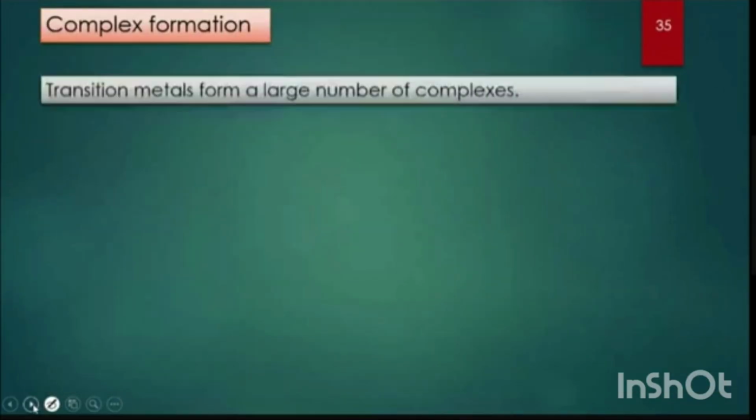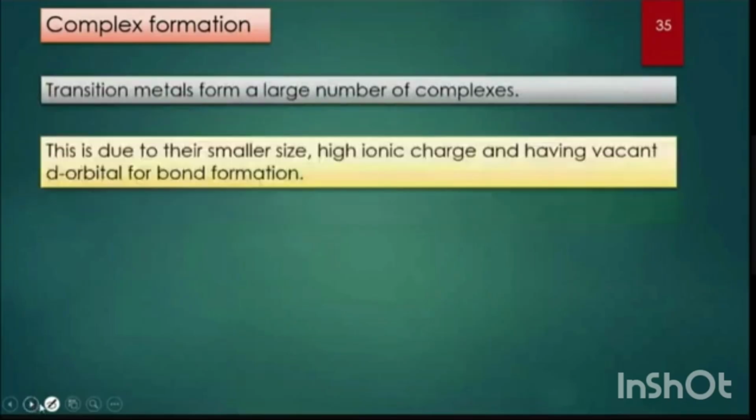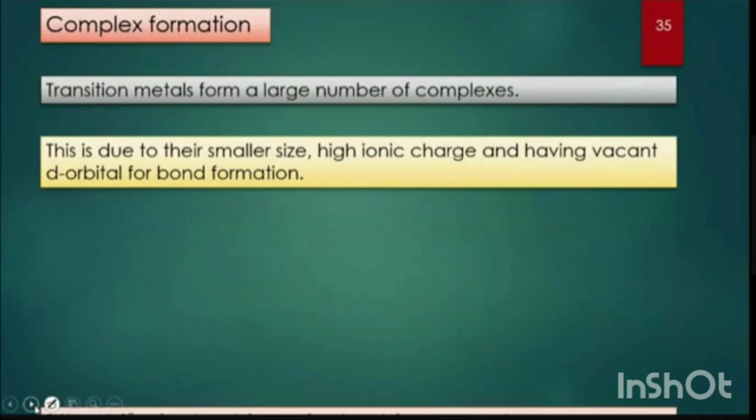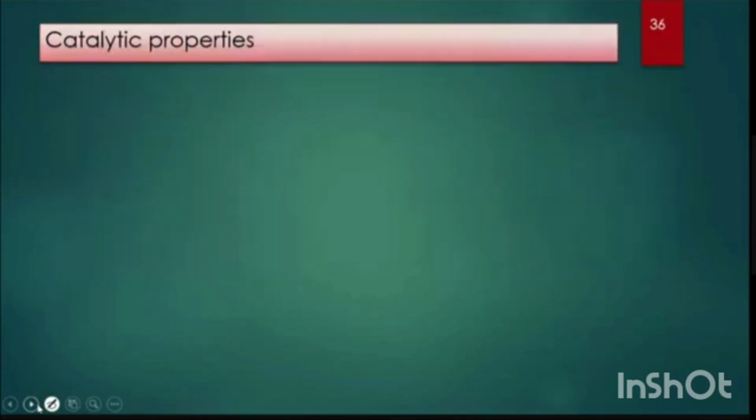Complex formation. Transition metals form a large number of complexes. This is due to their smaller size, high ionic charge, and having vacant d orbitals for bond formation. So these are the 3 reasons why transition metals form a large number of complexes. Here are some examples I have mentioned: hexaaqua titanium 3 complex, hexaaqua ferrous sulfate complex, then copper sulfate pentahydrate. All these are examples of complexes formed by the transition metals.